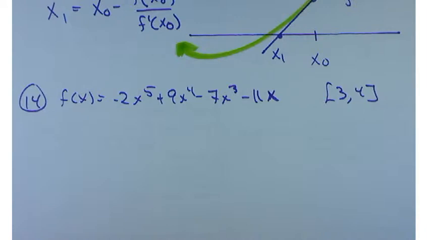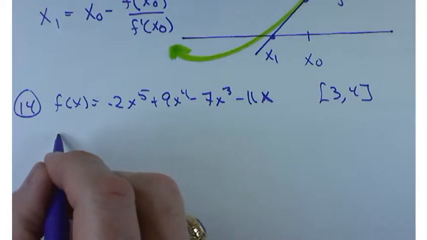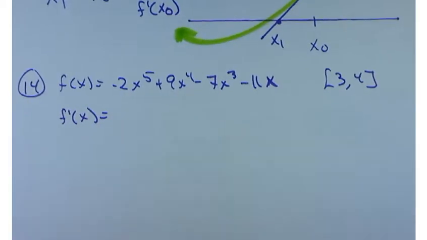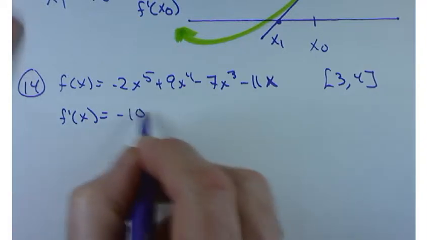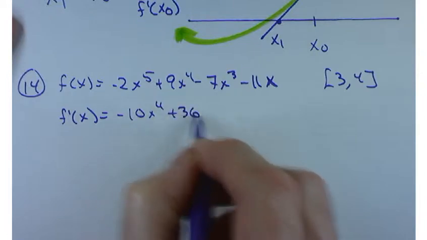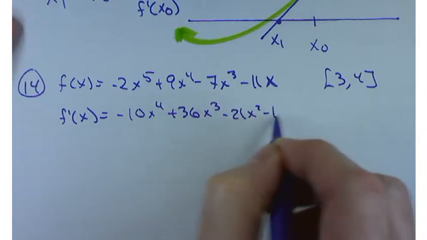Okay, in order to set up Newton's method, I'm going to need a couple things. I'm going to need an initial guess, and I'm also going to need the derivative. So let's do the derivative first. F prime of x, well, negative 10x to the 4th plus 36x cubed minus 21x squared minus 11.